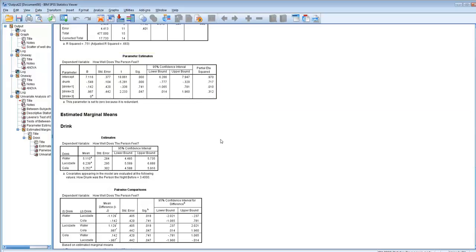So the purpose of the ANCOVA is to answer a research question for a regular ANOVA considering a confounding variable or a covariate. In this case, we can conclude that when you consider how drunk a person was the previous night, then there's a difference in the type of recovery drink on how well the person feels the next day. And that concludes the presentation for analysis of covariance.